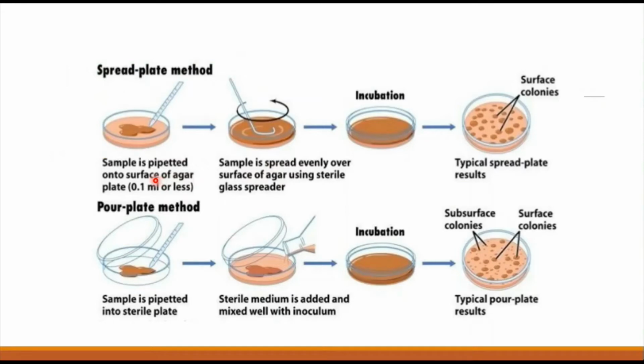So this is the spread plate and the pour plate. Just a figure I have given you. As you already know what a spread plate is, you put a sample of 0.1 ml or less, then take a spreader and evenly distribute the sample with the spreader, and then incubate it. After the incubation you can see the surface colonies, and you can count and enumerate them.